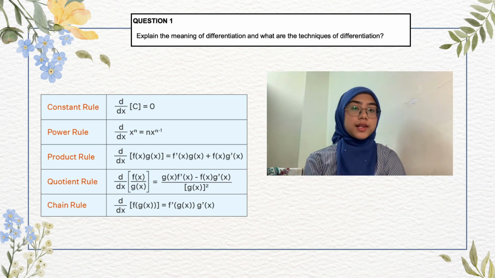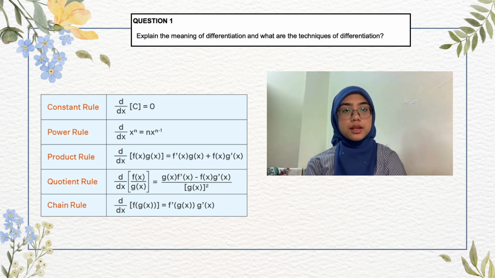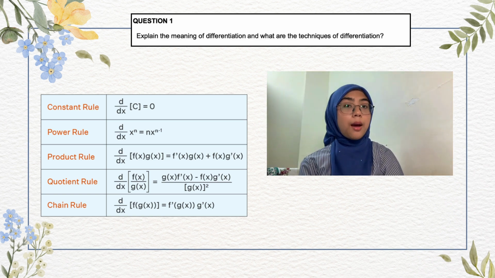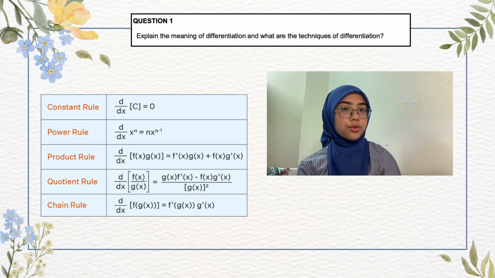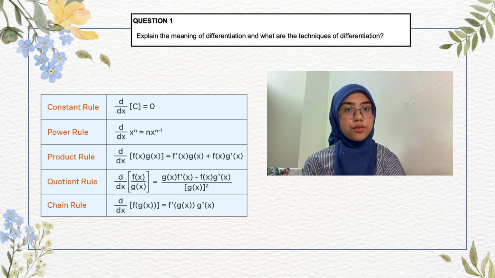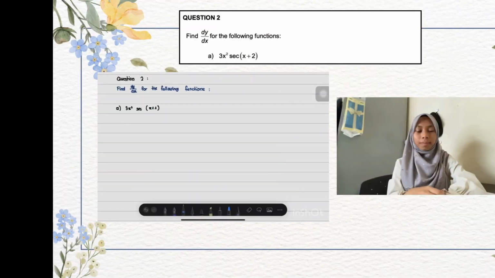Here are some of the examples that we use in technique of differentiation in calculus. We've got 5 here, which is constant rule, power rule, product rule, quotient rule, and chain rule. But in calculus 1, we mainly use 3 of the rules only, which is product rule, quotient rule, and chain rule. Now let us move on to question number 2.